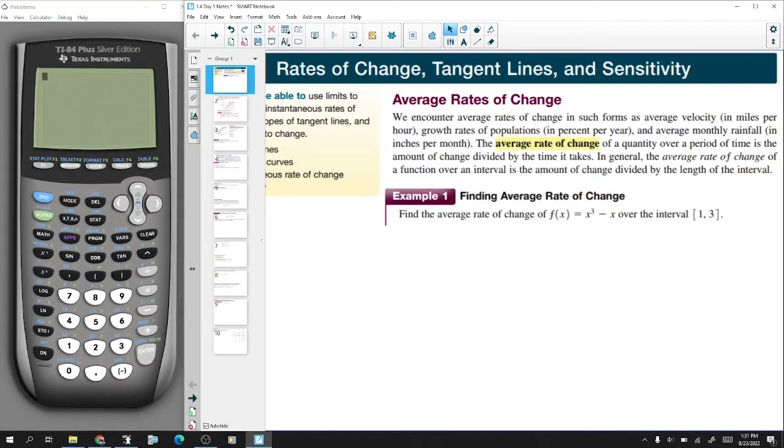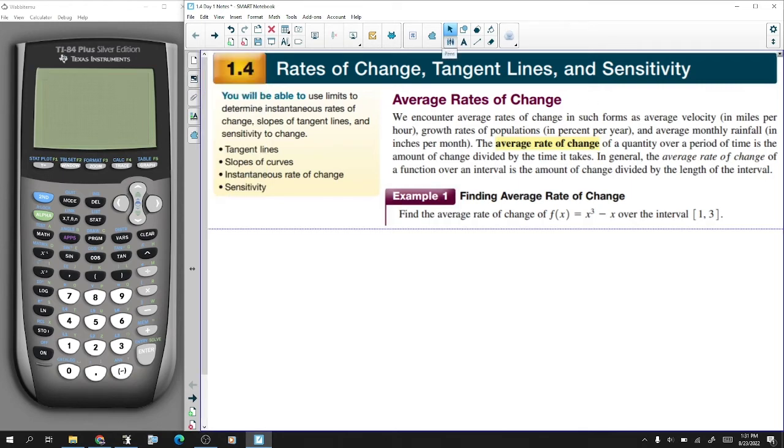This is section 1.4 on rates of change, tangent lines, and sensitivity. We encounter average rates of change in such forms as average velocity in miles per hour, growth rates of population in percent per year, and average monthly rainfall in inches per month.